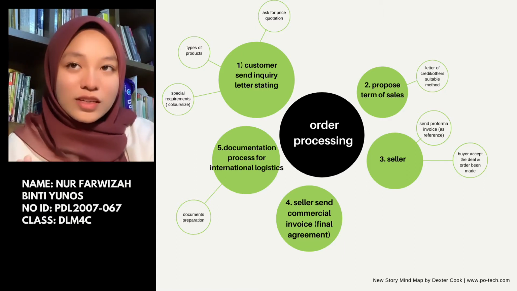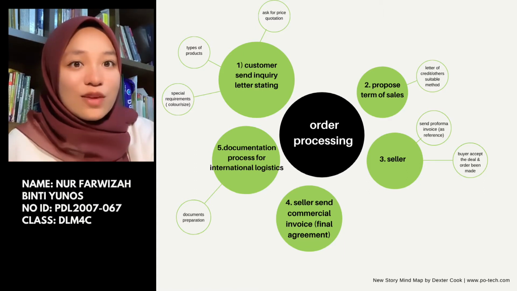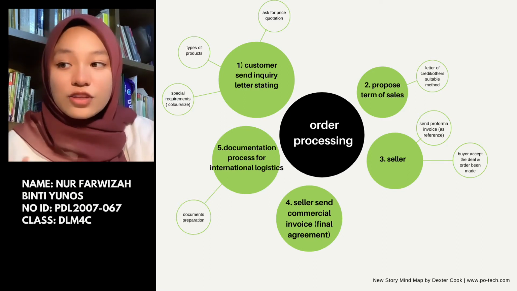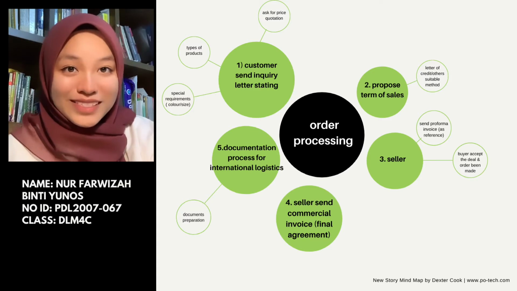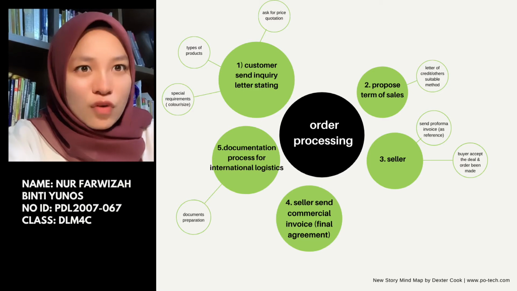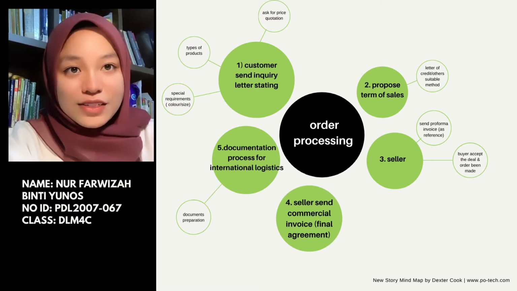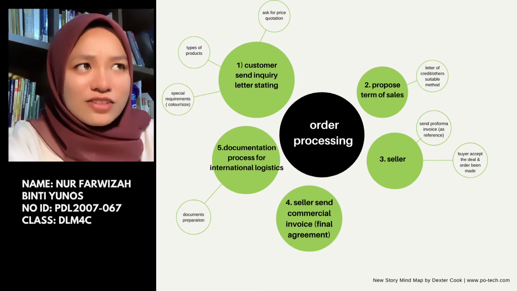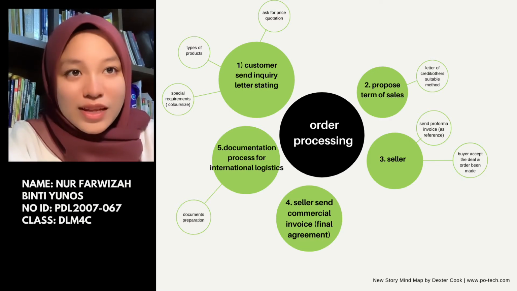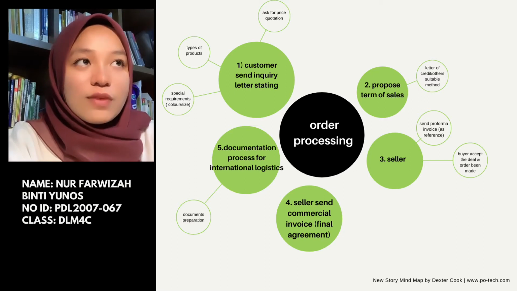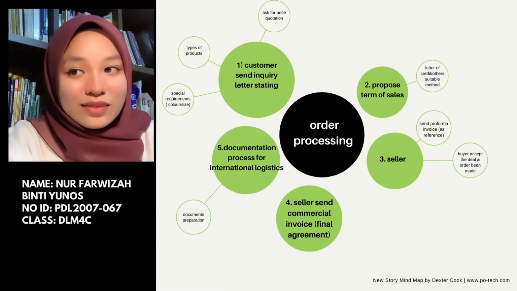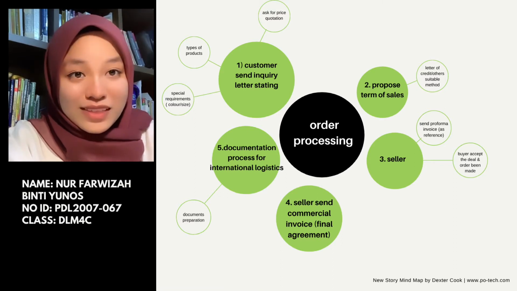Then after the customer sends the inquiry letter, the next process is they propose the terms of sale, using a letter of credit, or they can use other suitable methods. After that, the seller will send a pro forma invoice as a reference whenever a buyer is interested in purchasing the shoes. This shows the total value of goods that the buyer could buy. So the buyer accepts the deal and the order has been made.